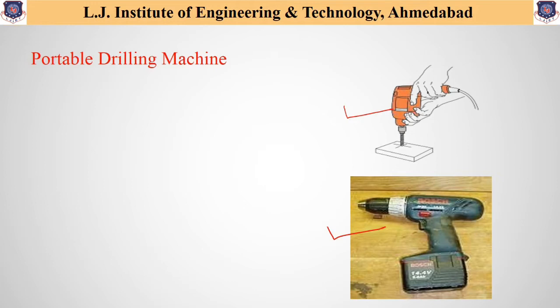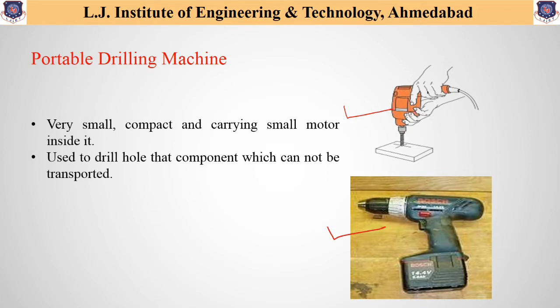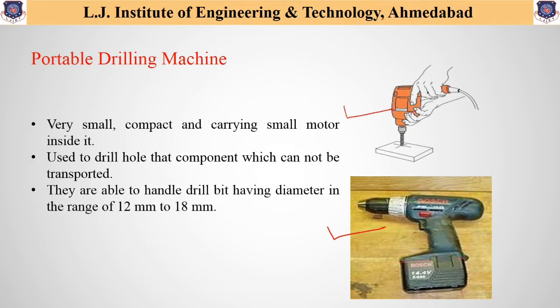This portable drilling machine is very small and compact, and it carries a small motor inside it. It is generally used to drill holes in components which cannot be transported because of their size and weight. In most cases, these portable drilling machines are made to drill holes in the range of 12 mm to 18 mm.